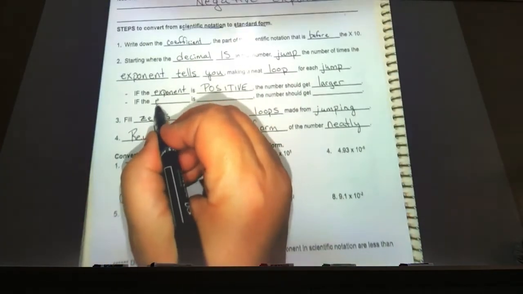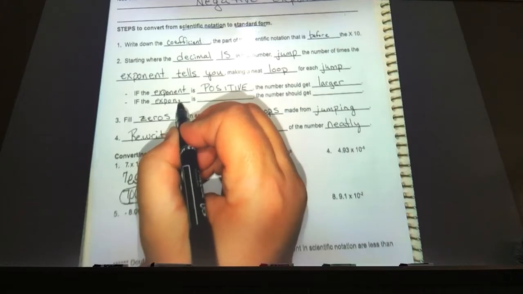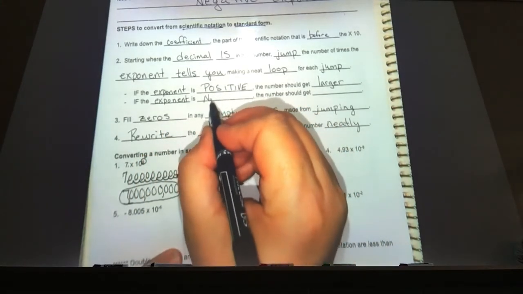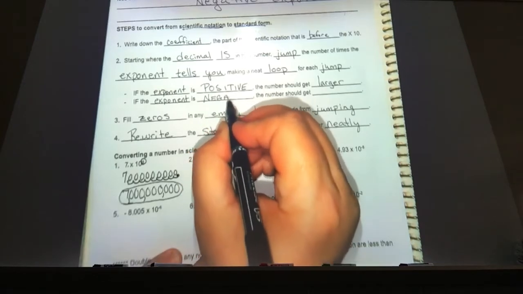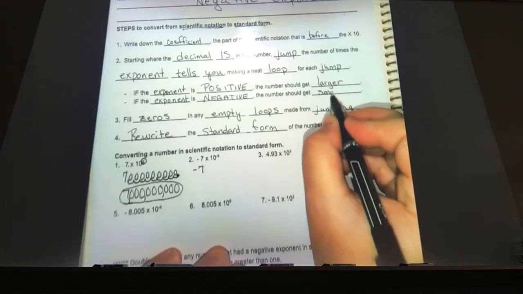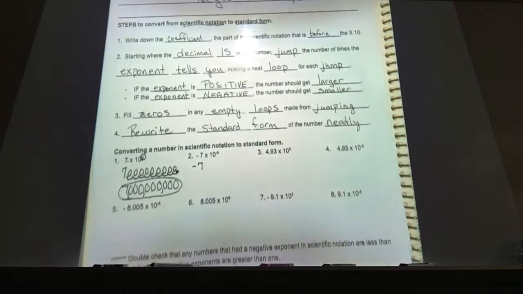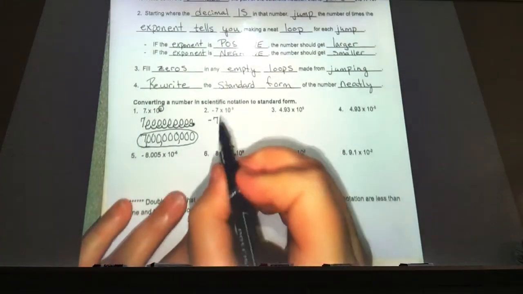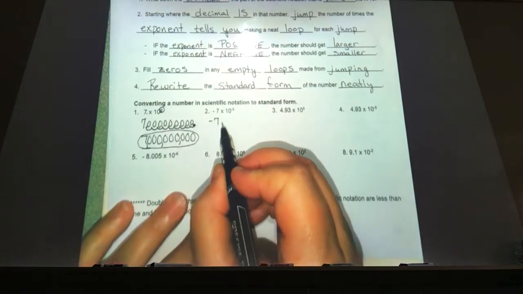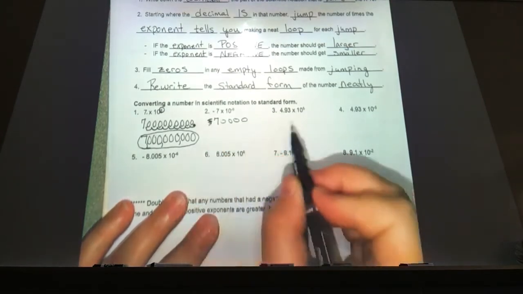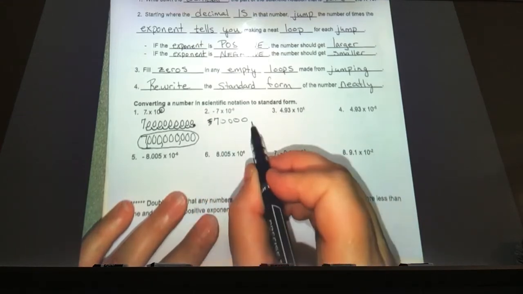If the exponent is negative, the number should get smaller. Actually, it's the absolute value of the number that should get smaller. We're going to ignore this negative out here for a minute. So how do I get this to be smaller? Do I add zeros over here? Remember, we're ignoring that, did that make it get smaller? No, that made it get bigger.